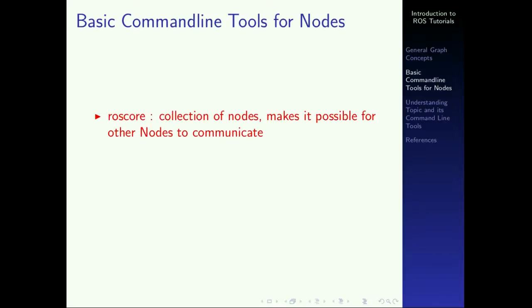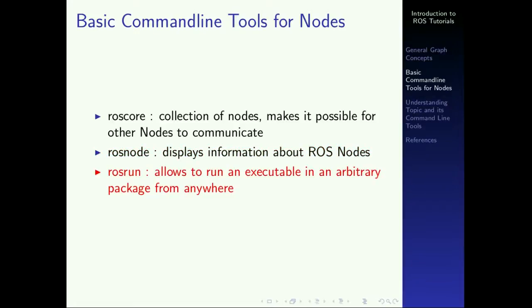Let's see now some of the command line tools related to nodes. Roscore. Roscore is the first thing you want to run. It is actually the combination of master, rosout and parameter server. Master allows other nodes to communicate with each other, and rosout helps in printing the status messages, warnings and errors.